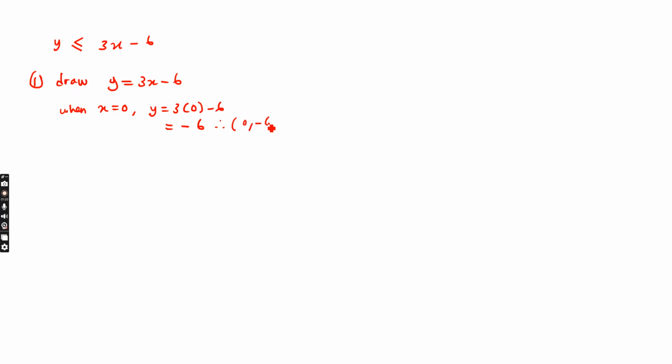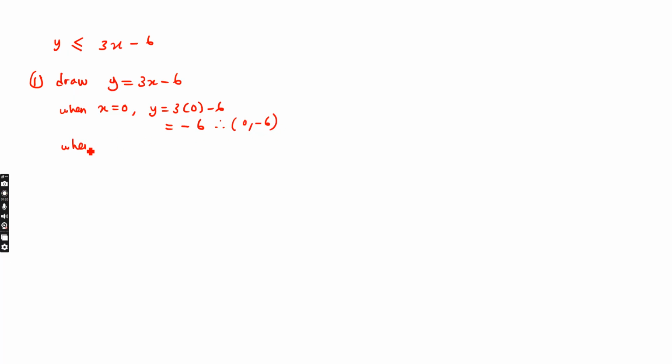We're just going to test with another inequality, which is y less than or equal to 3x minus 6. First step, we will draw y equal to 3x minus 6. Because this is linear, we need to find two coordinates: when x is equal to 0, and when y is equal to 0. When x is equal to 0, substituting into this equation, y is equal to negative 6. So you get one coordinate, which is 0, negative 6.